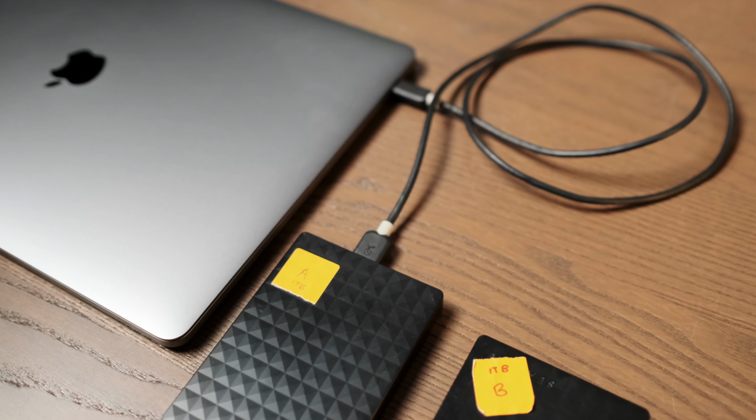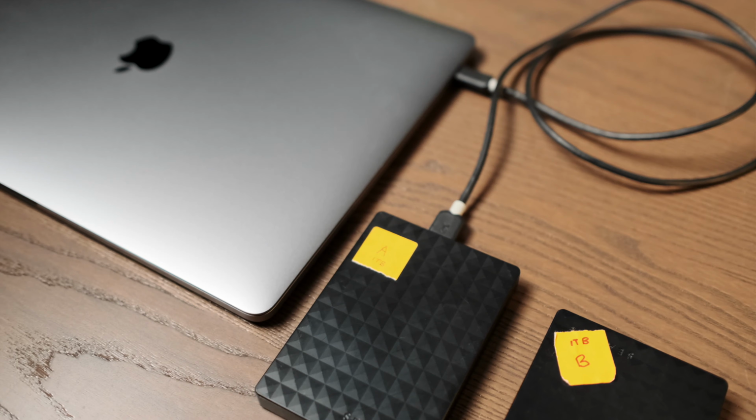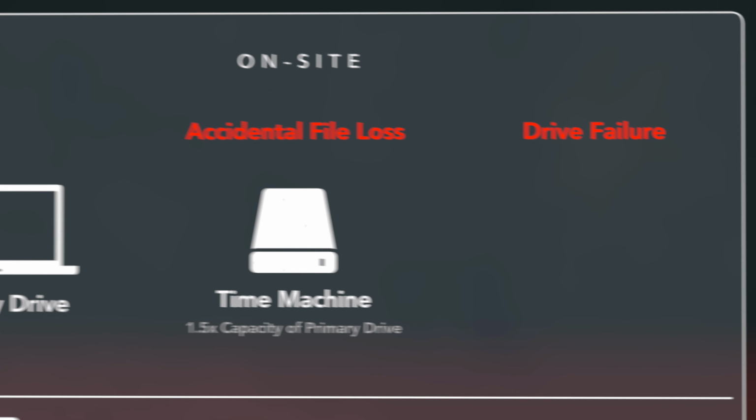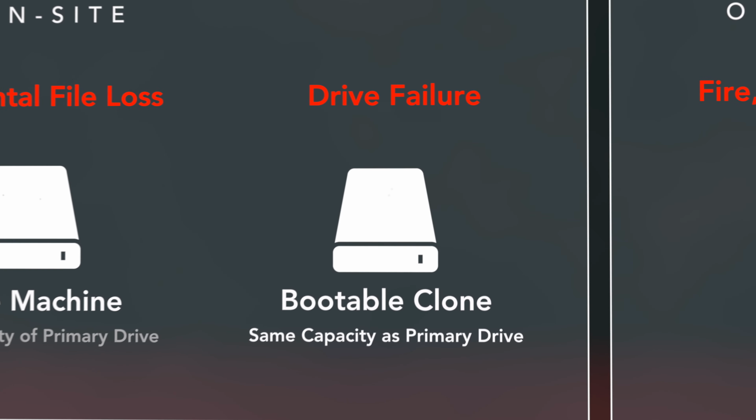In terms of capacity, this needs to be at least 1.5 times the capacity of your main primary drive, ideally 2 times. The more space, the further back in time it will save those revisions to your files. Now on to total drive failure, and this is where we need a bootable clone.